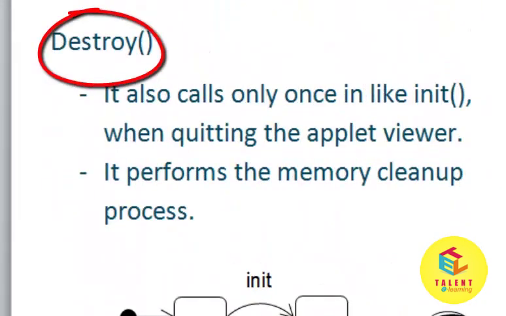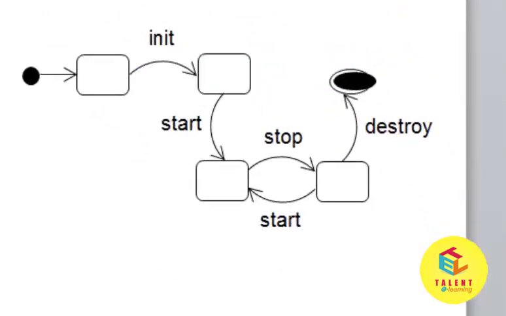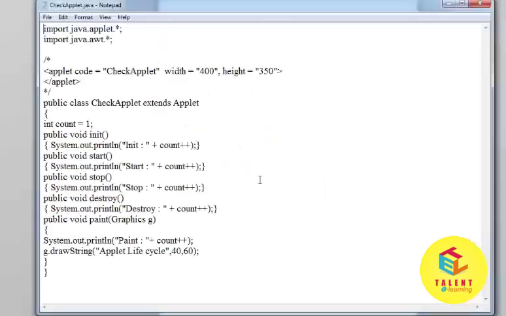Next, the destroy method. It is also called only once, like the init method, when quitting the applet viewer. It performs the memory cleanup process. Here is the diagram which shows the applet lifecycle process. Now, to clear your idea about the applet lifecycle, let's check an example.